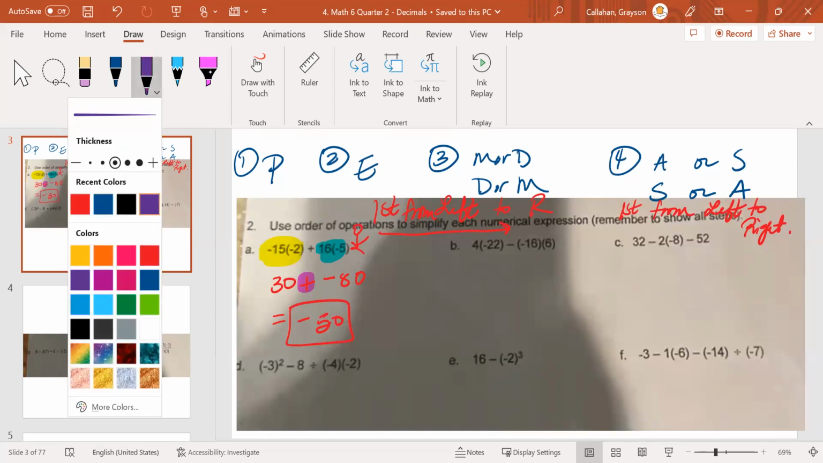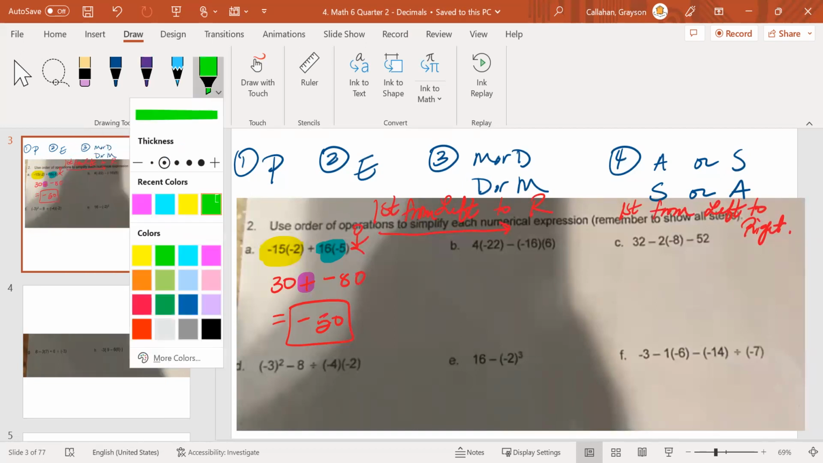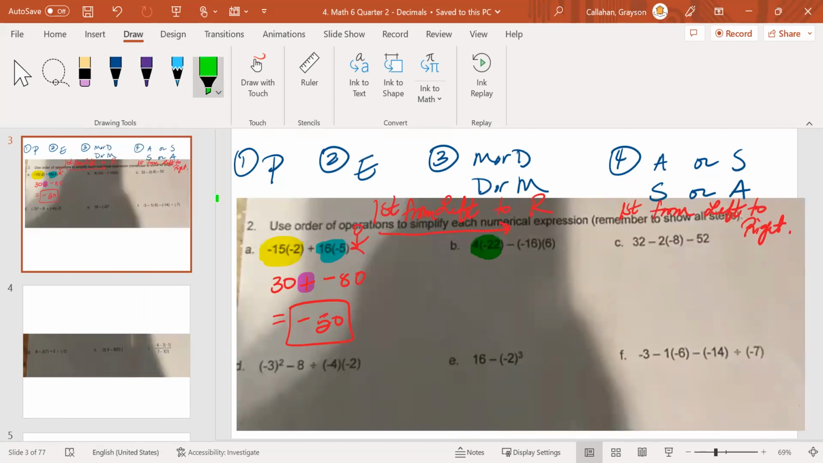So then for B, the first thing I notice is that I have a multiplication on the left side because you're going from left to right. Do you see that? Yeah. So that's gonna give me a negative 88.